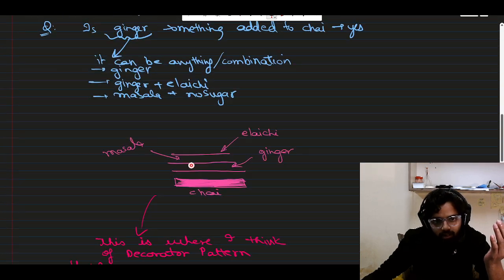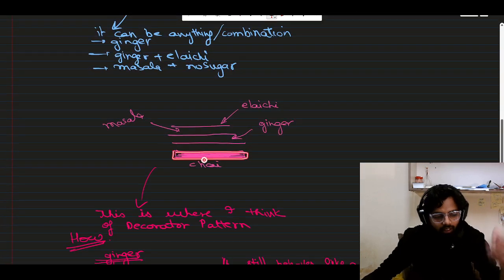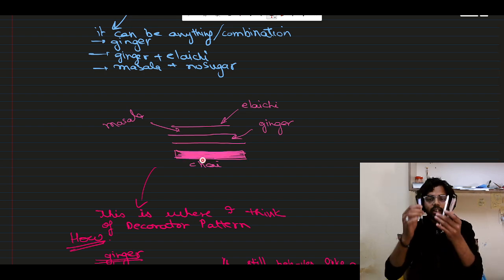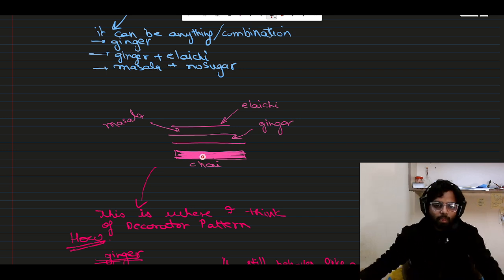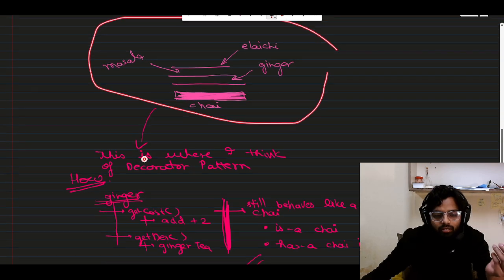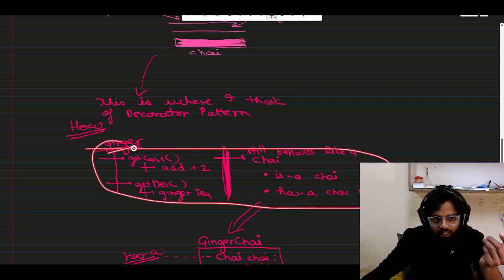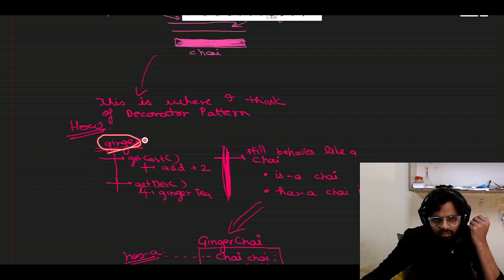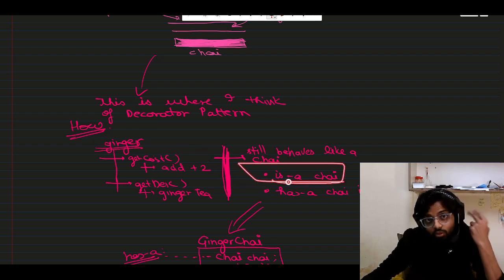How is this relationship built? Let's see. So basically this chai has different layers. These are all the layers, and this is my chai. So in such types of problems, I think of the decorator pattern. How? This is what I just explained, that ginger is basically a layer which makes me a chai. So ginger has a chai inside and also it is a chai. So there are two types of relationships.